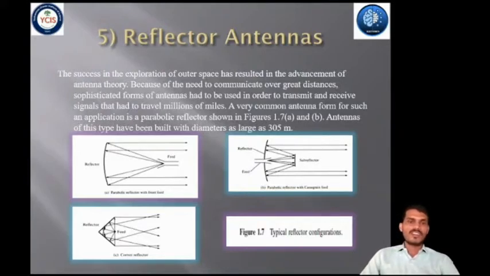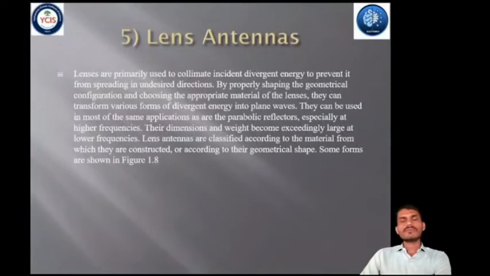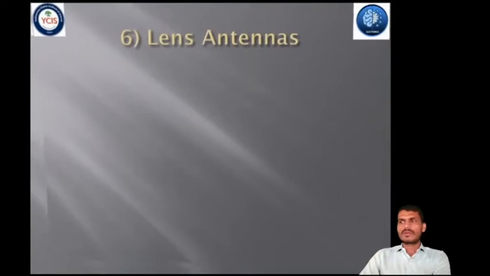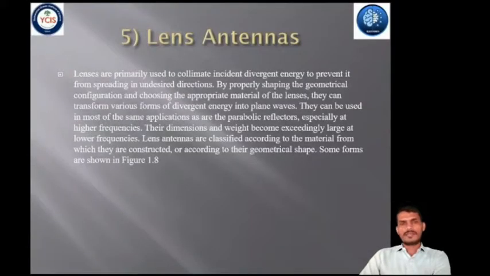Then third one is corner reflector antenna. Feed element and reflecting elements are totally opposite to each other, and this is the corner reflector antenna. Now, last one is the lens antennas.